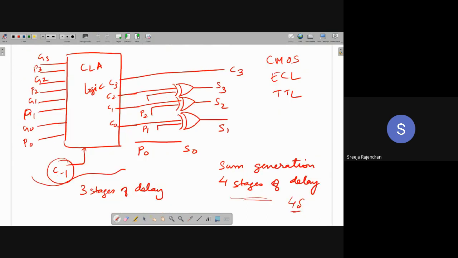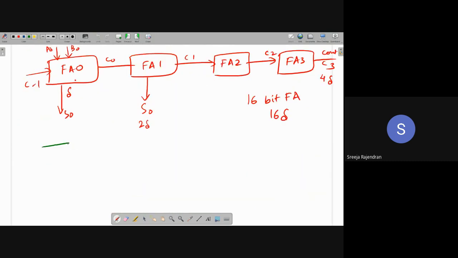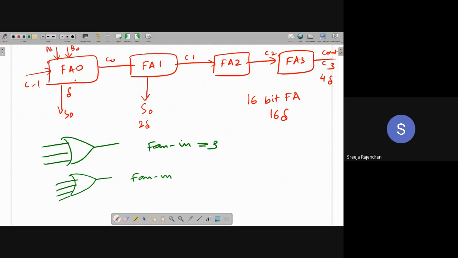That means if I have a gate like this, the fan-in will be 3, the number of inputs that I can give. So there is a maximum number that I can give. And another gate could have 4 inputs. So in this case, the fan-in would be 4.